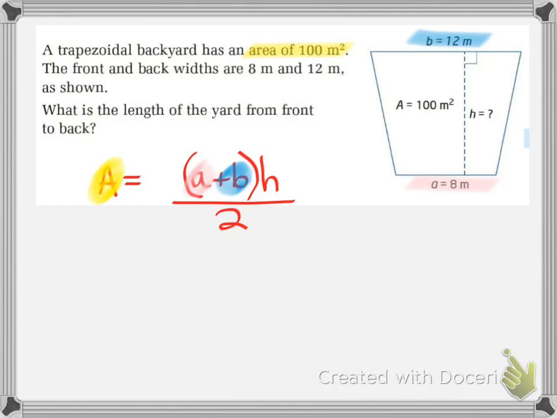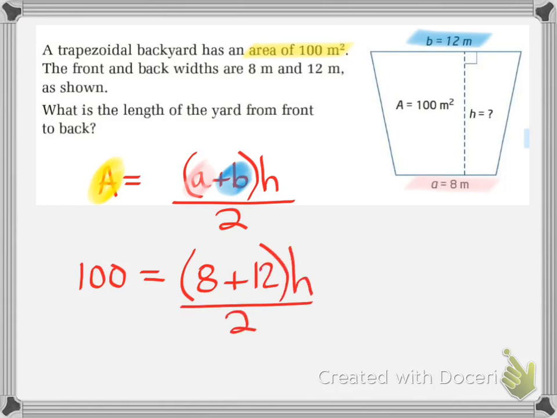So let's sub this information in. Our area we know is 100. A is equal to, you guys just mentioned it was 8. B is 12. We don't know H. And it's all divided by 2. So here's my question. How do I get H by itself? What would be my first step?